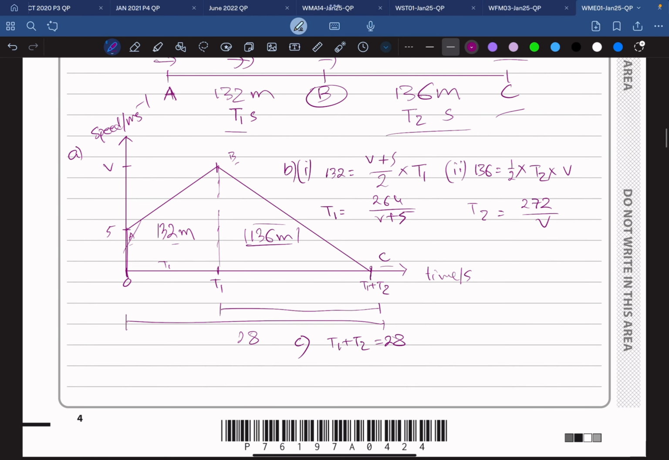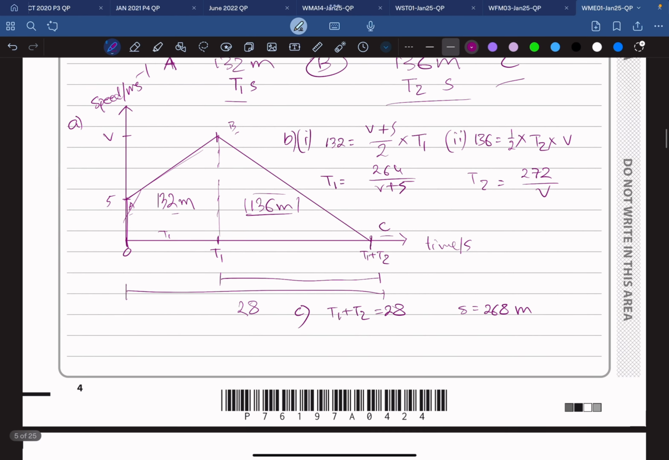We can actually just consider this whole thing, like the entire graph. The area underneath the entire graph is 132 plus 136, the entire distance from A to C, that is 268 meters. So you have the distance, which is 268 meters. I'm writing this down right here. This distance is traveled, and I know that this is going to be equal to the area. What is the area of the whole thing? Well, okay, no. We don't have to go down that road.